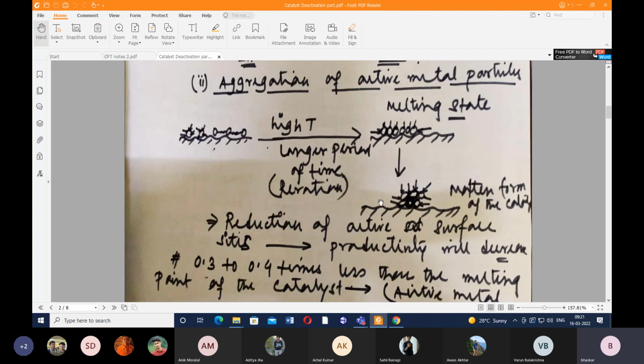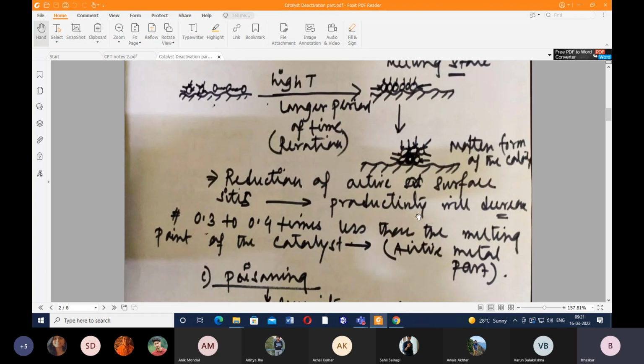Why is it so? Because of the diffusion limitation, this part of the active metal will be unavailable for the reaction to take place. So as a result, the overall productivity will decrease. In order to avoid such a situation, what one should do is carry out the reaction at a temperature that is around 0.3 to 0.4 times the melting point of the catalyst. By catalyst, I am talking about the active metal part.